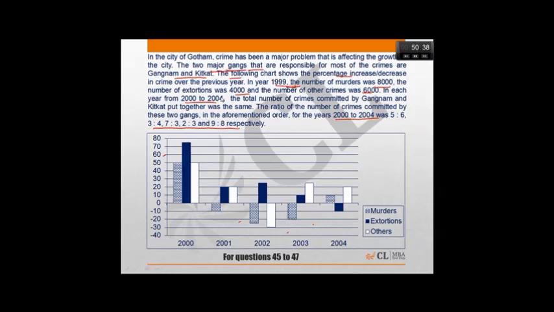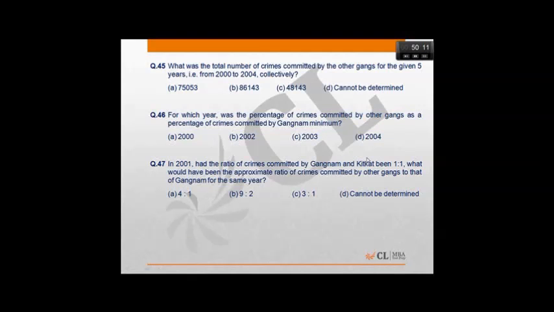Now that means 2 major gangs, so there have to be others also. So you have the gangmen, you have the Kit Kat, and you will have others. The total number of crimes by these 2 is constant every year, but internally they are in the ratio of 5:6, 2:3 and 9:8. Let me quickly see the total number of other gangs for the given 5-year period. That means you need to find the number of crimes for each year. For which year is the percentage of crime committed by other gangs as a percentage of total crime highest? Each year we have to find this, which is going to be high on calculation. Let me not waste time out here.